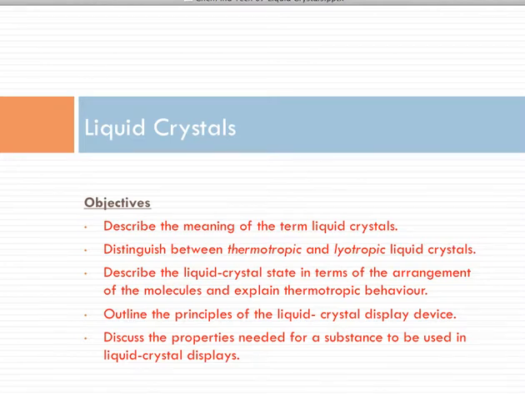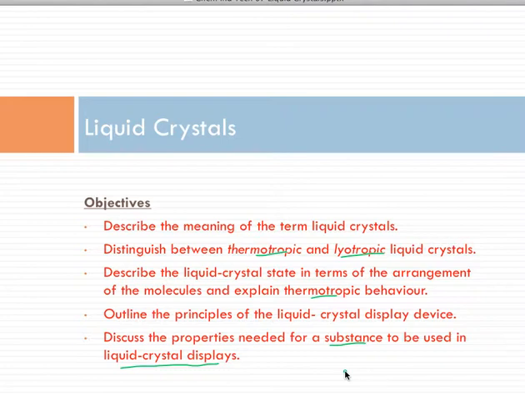Okay, this screencast is going to talk about liquid crystals. Some of the objectives for this screencast are to describe the meaning of the term liquid crystal, distinguish between thermotropic and lyotropic liquid crystals, describe the liquid crystal state in terms of the arrangements of the molecules and explain thermotropic behavior, outline the principles of the liquid crystal display device, and discuss the properties needed for a substance to be used in liquid crystal displays.